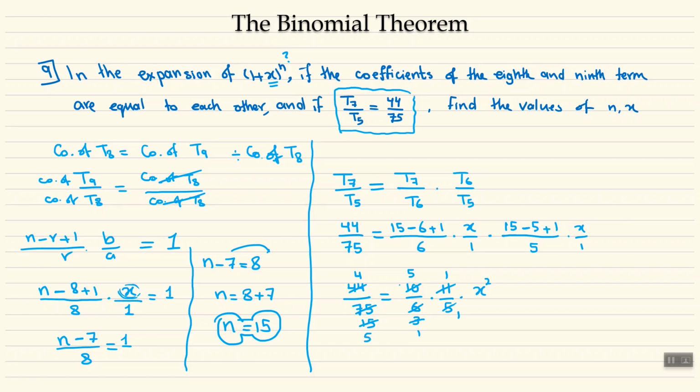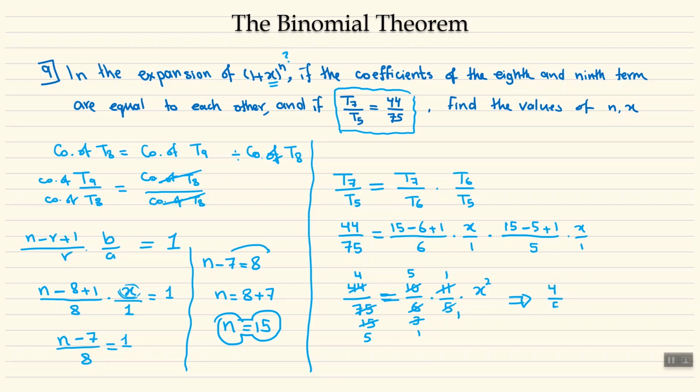Can I cancel this 5 with this 5? Don't you dare do that. Because this is in the denominator and this is in the numerator. And there is an equal between them. You can't. So what do you do? You write what's left. 4 over 5.